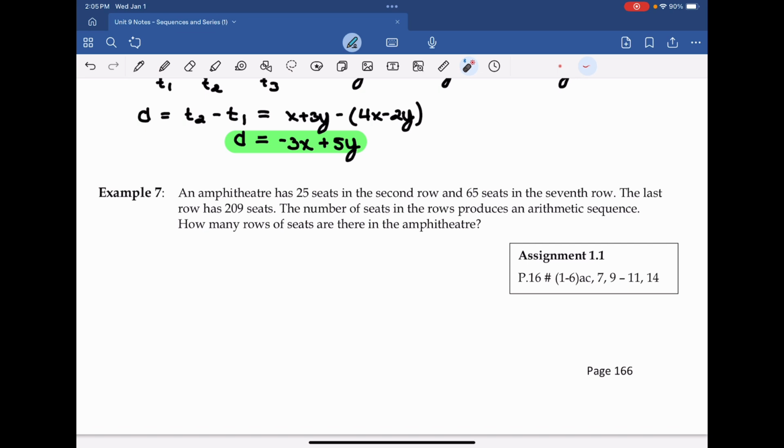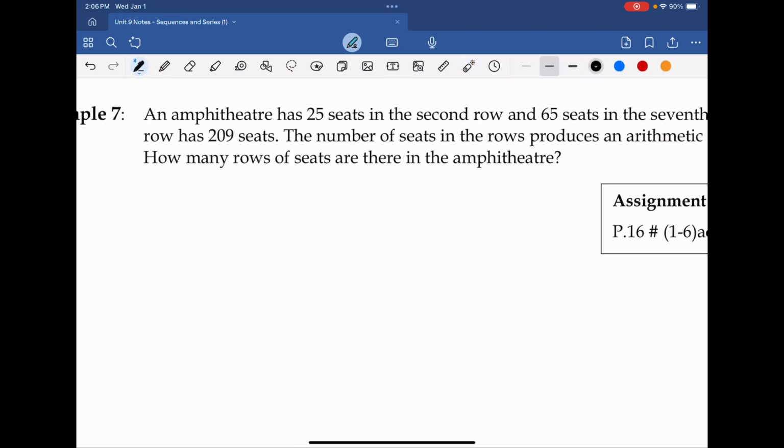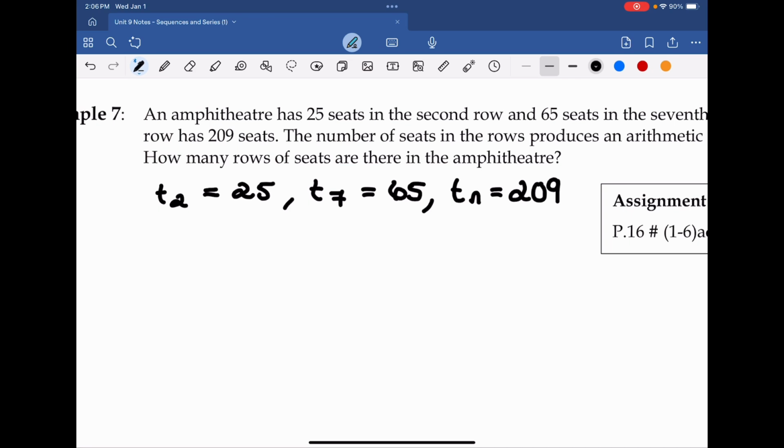So we're essentially trying to figure out what is the n value, because the n value determines how many rows there are. The Tn is represented by this 209, and that's saying how many seats are in the final row. So let's write out all that information we have just to organize it. They said in the second row, or T2, this gave us 25 seats. In the T7, or the 7th row, this ended up giving us 65 seats. And then in the Tn, or in the final row, this was 209. Now, our goal is to figure out this n value, because we want to figure out how many rows there are.